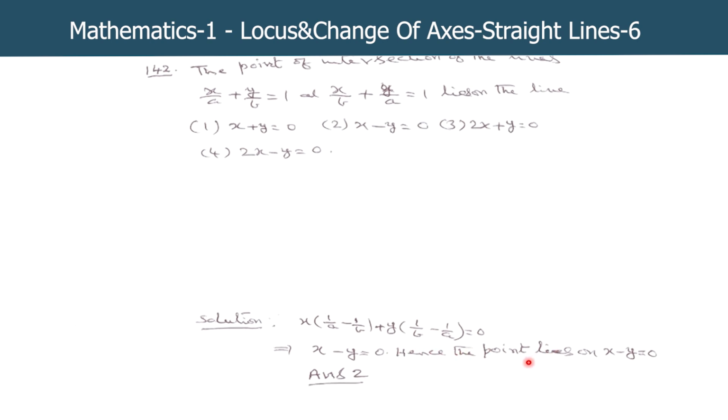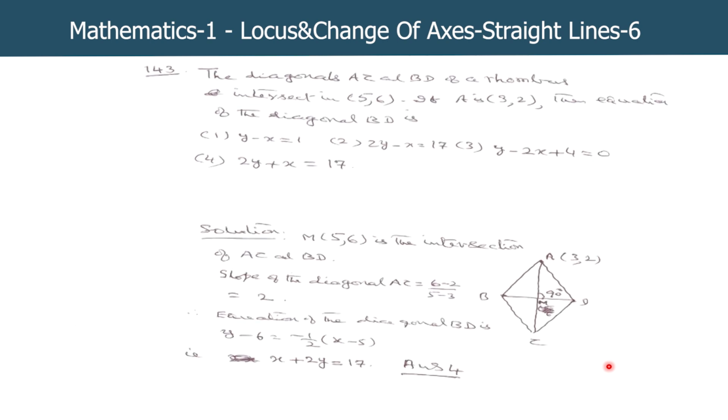Hence, the point of intersection lies on the line x minus y is equal to 0, which is nothing but y is equal to x. So, the point of intersection of the lines x/a + y/b = 1 and x/b + y/a = 1 lies on the line y is equal to x. So, the correct option is option number 2.